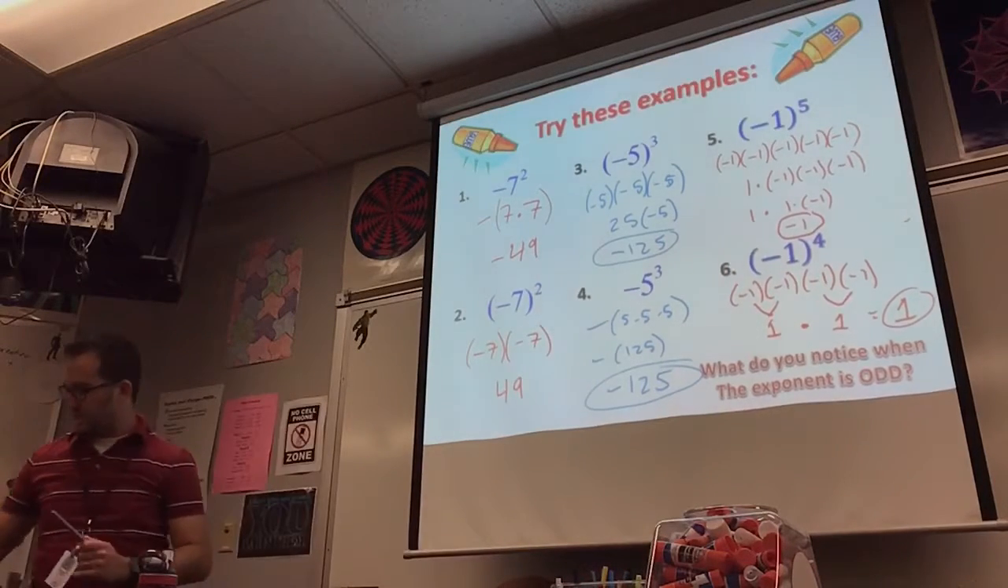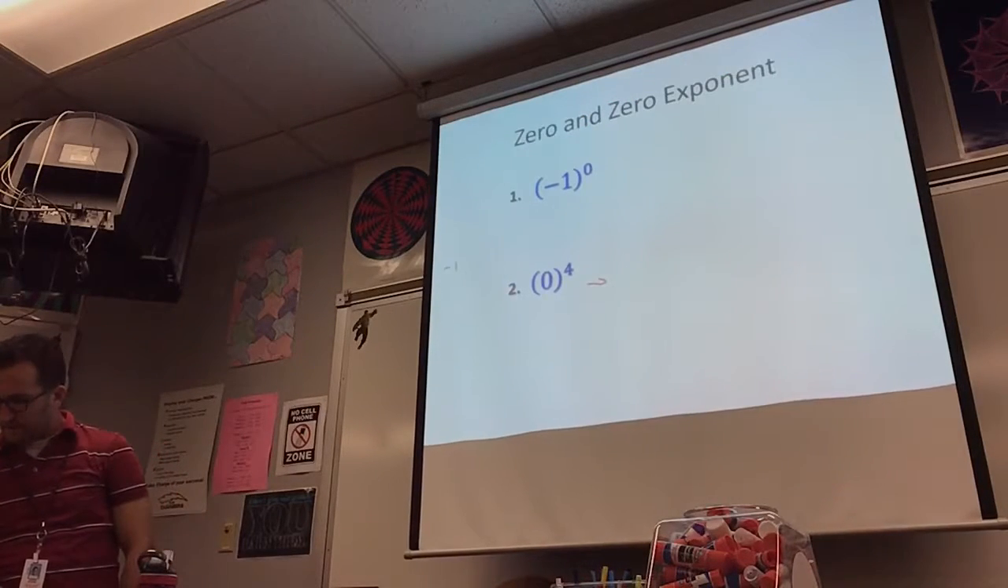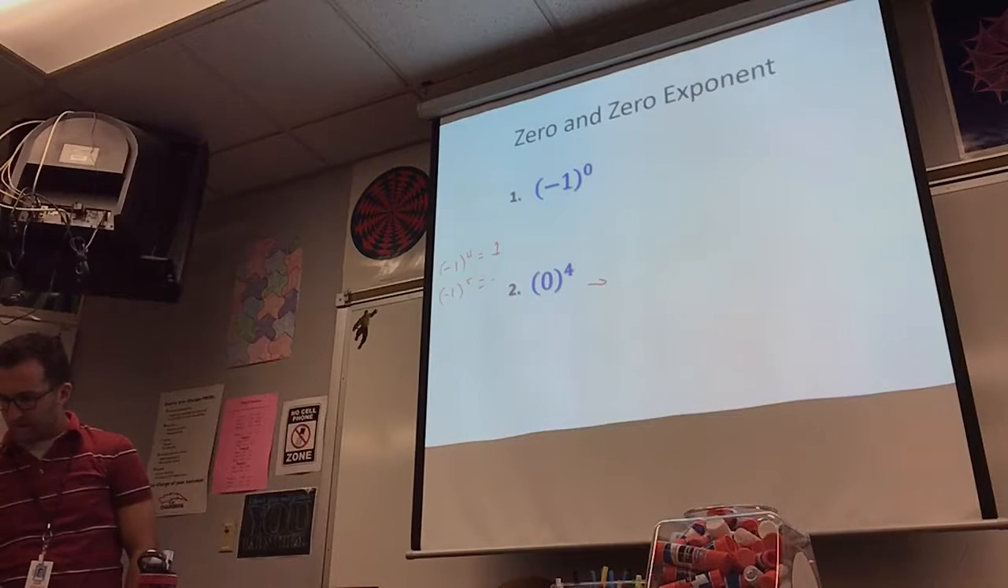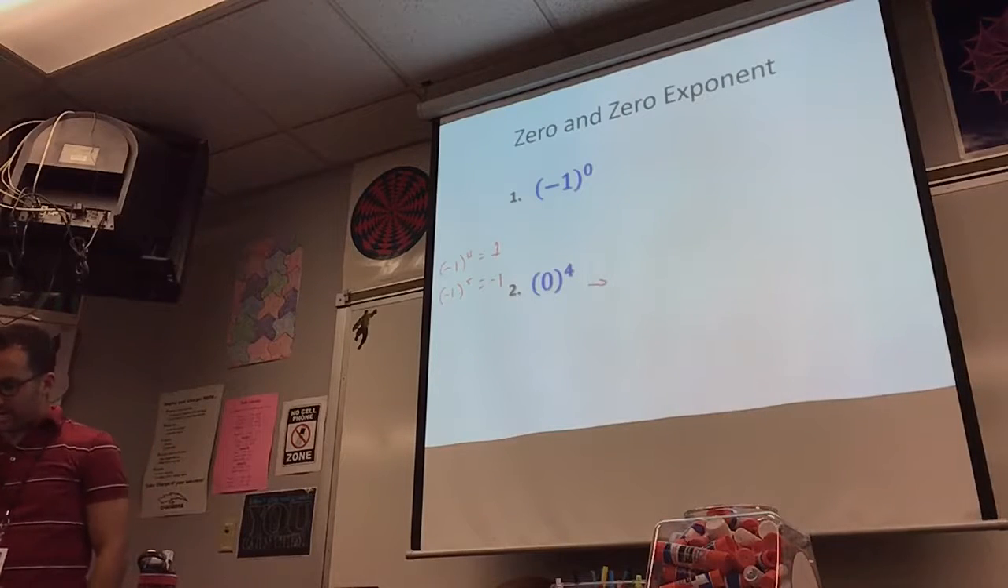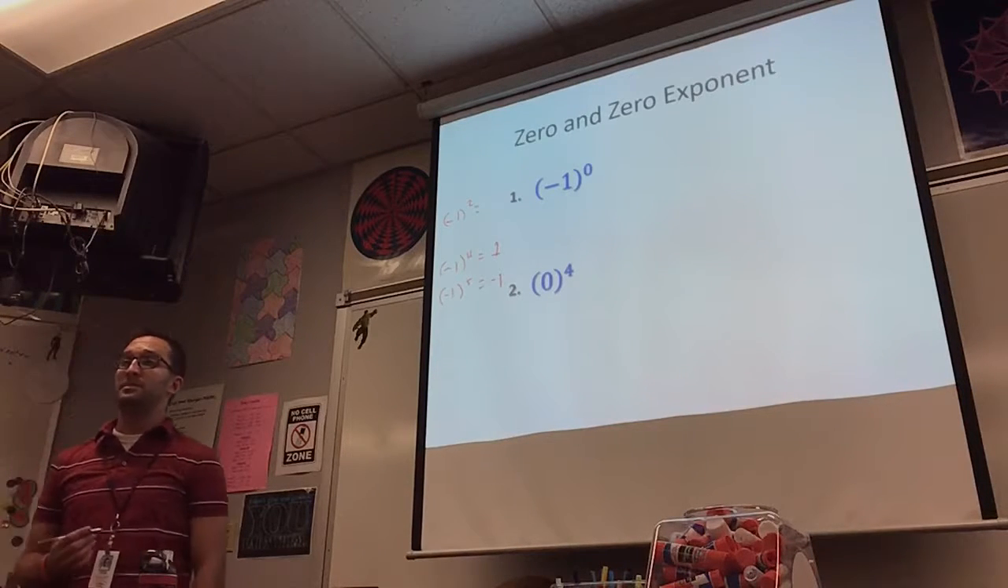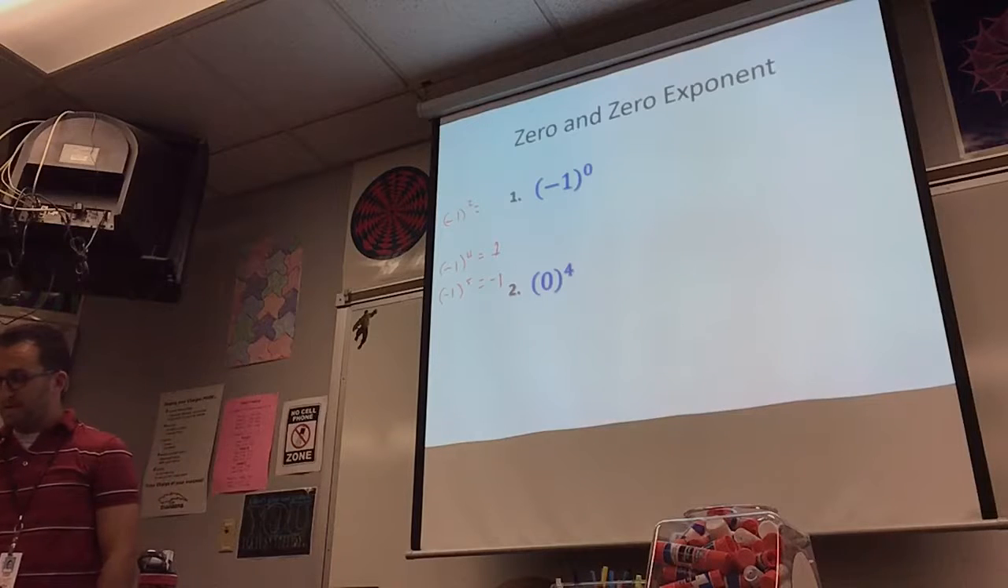So I want you to see this. Negative 1 to the 4th equals 1. Negative 1 to the 5th equals negative 1, right? What about negative 1 squared? Negative 1 times negative 1. It's a positive 1. So what about negative 1 to the 3rd?